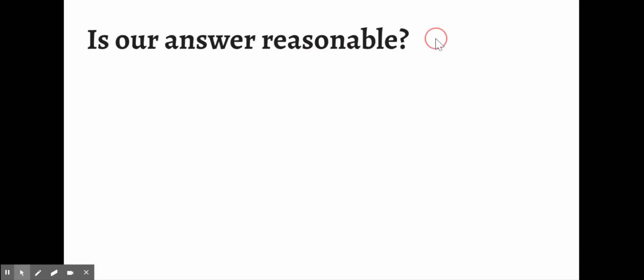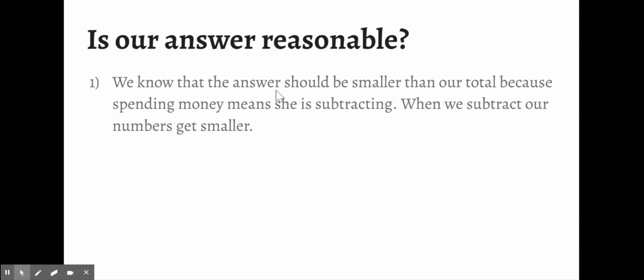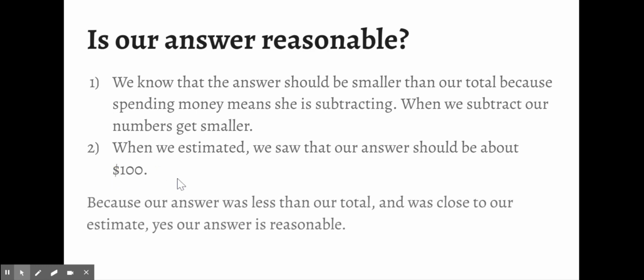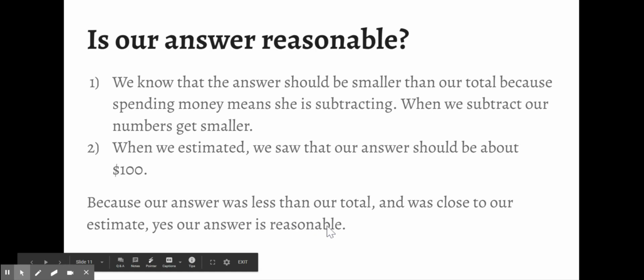Is our answer reasonable? We know that the answer should be smaller than our total because spending money means she is subtracting. When we subtract, our numbers get smaller. Our numbers did get smaller, went from 600 something to almost 100, to 100. When we estimated, we saw that our answer should be about $100. It was very close. It was actually that. Because our answer was less than our total and was close to our estimate, yes, our answer is reasonable.